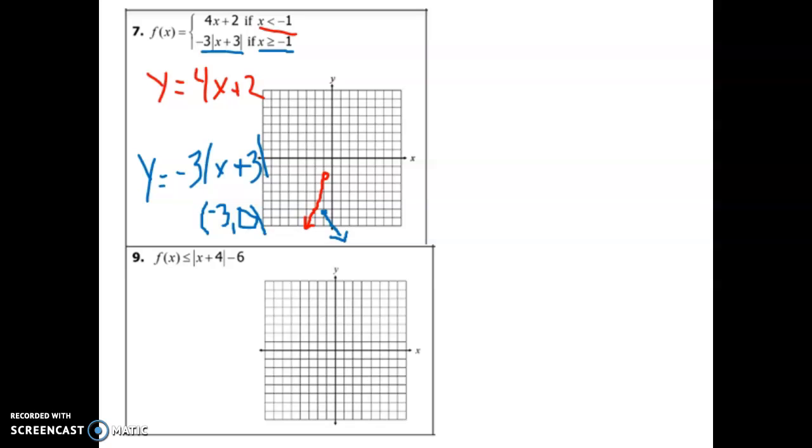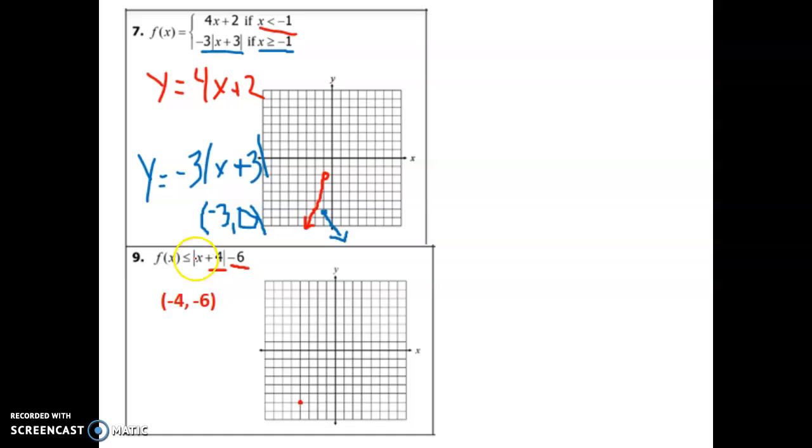Okay, the last possibility is number 9. Notice this time we have an inequality, less than or equal to. So we graph it like normal, an absolute value. I have an h value. The opposite of positive is a -4. And my k value is -6. So my vertex is -4, -6. Left 4 and down 6. Right about there. Okay, there's my vertex.